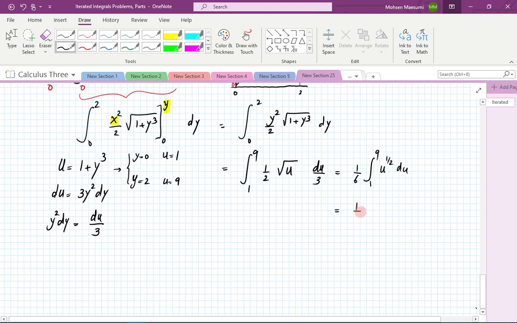And that is 1/6 of the antiderivative, u to the power of 3/2 over 3/2, from 1 to 9, and 6 times 3/2 is going to be 9. 9 to the power of 3/2 minus 1 to the power of 3/2. 9 to the power of 3/2 is 27, minus 1 is 26, and it looks like our answer is 26/9. That is what this integral is.